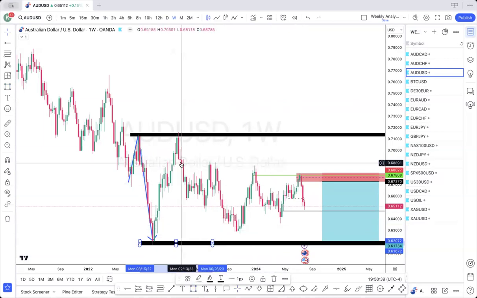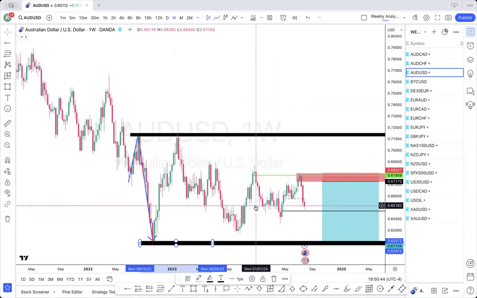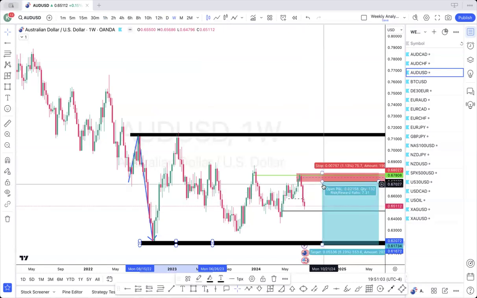So, price pushed down, pulled back, started breaking internal structure, pulled back, tapped into the supply zone, and then started selling, breaking internal structure. Okay. So my thought process is for price to pull back into this supply zone and then continue selling back down to the lows. That's my thought for AUD USD.